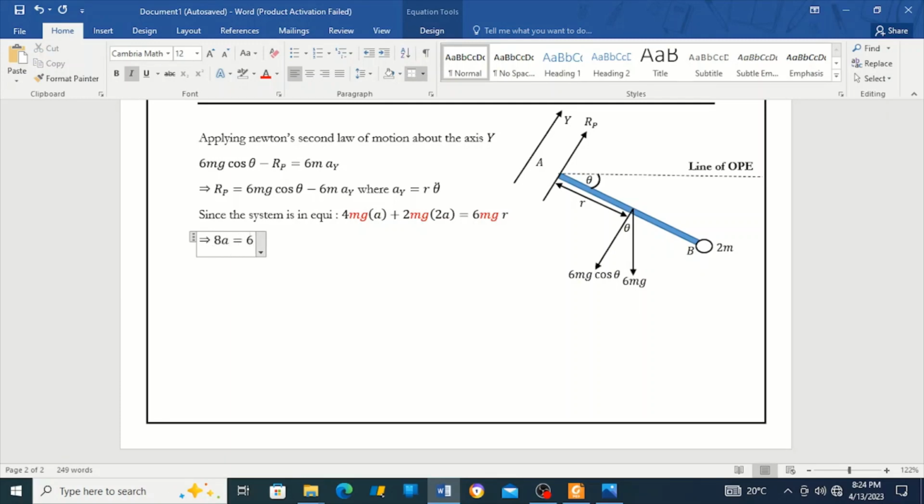Right hand side is 6 arrow. So this means that our arrow is equal to 8a divided by 6, which is 4a divided by 3. Now, how do we get theta dot dot?